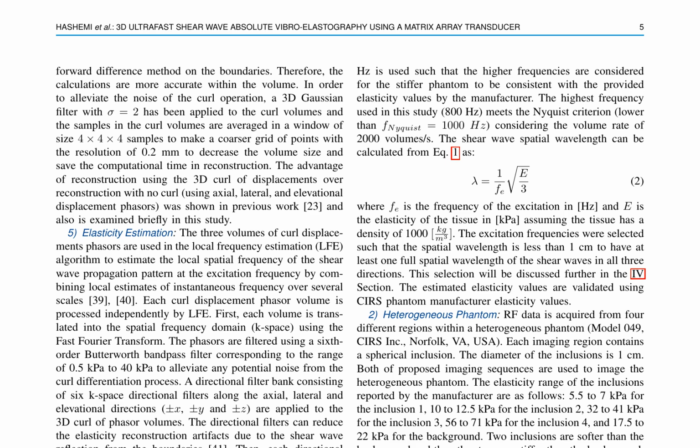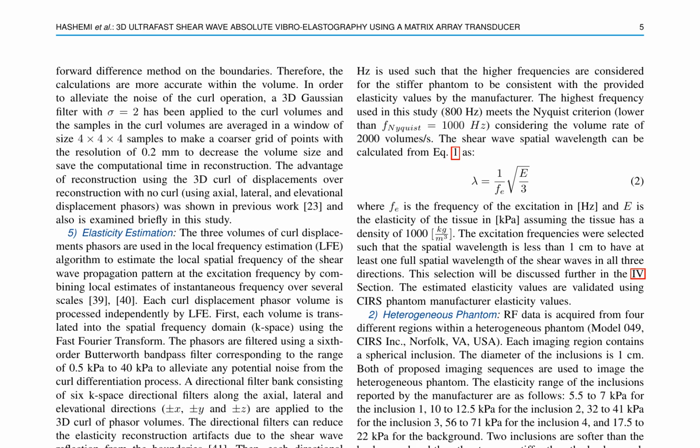The authors present a methodology for 3D ultrafast shear wave absolute Vibro-Elastography using a matrix array transducer. To estimate the local spatial frequency of the shear wave propagation pattern, the curl operation is applied to the displacement phasors. A 3D Gaussian filter is then applied to the curl volumes to alleviate noise, followed by averaging samples in a 4x4x4 window to reduce volume size and computational time.